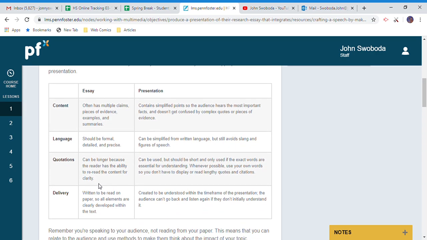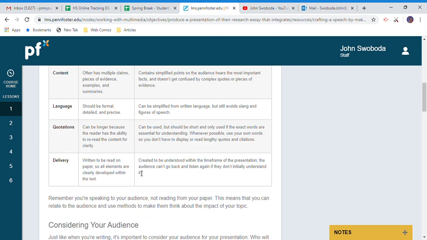Here's a nice table that talks about the difference between an essay and a presentation. In an essay, the content often has multiple claims, pieces of evidence, examples, and summaries. In a presentation, the content contains simplified points, so the audience hears the most important facts and doesn't get confused by complex quotes or pieces of evidence. In an essay, the language is formal, detailed, and precise. It can be simpler in a presentation because it's more natural, it's the way you talk. Quotations can be used in a presentation, but should be short. You shouldn't use the big block quotations.